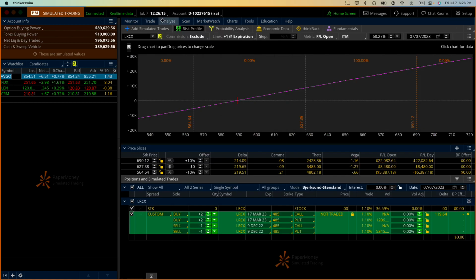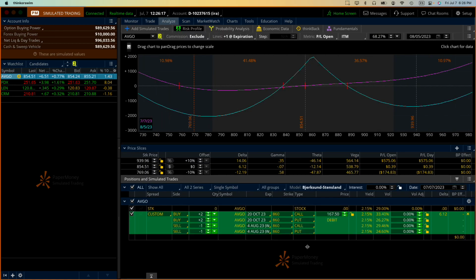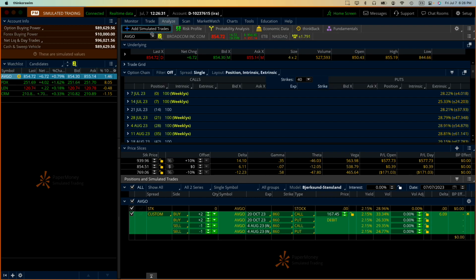Let's go to the Analyze tab, and here is a potential trade. You can see that I have 2 long straddles in the back month and 1 short straddle for the front month. Make sure that the expiration is about 30 days from now for the short. We can do either August the 4th or August the 11th. Let's do August the 11th first.